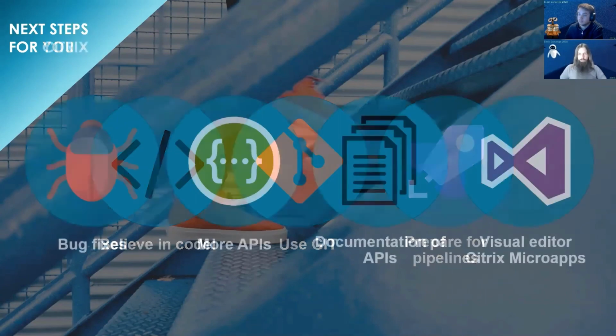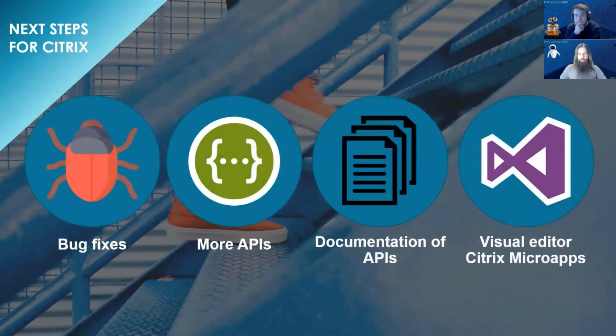Yeah, and talk about fixing bugs. We also have some next steps for Citrix. First of all, we really need these bugs squashed. We need to export microapps, and when we export microapps, we need to have a metadata.json which is filled with correct information, because otherwise we cannot use the import.